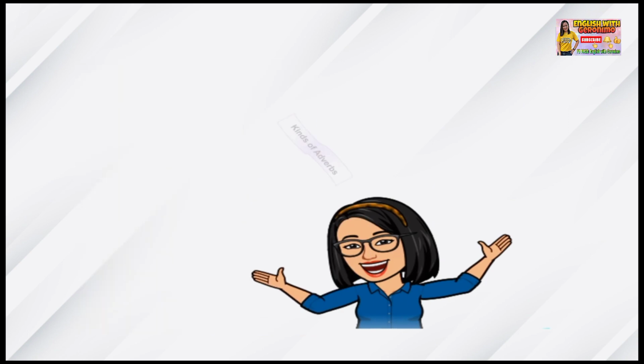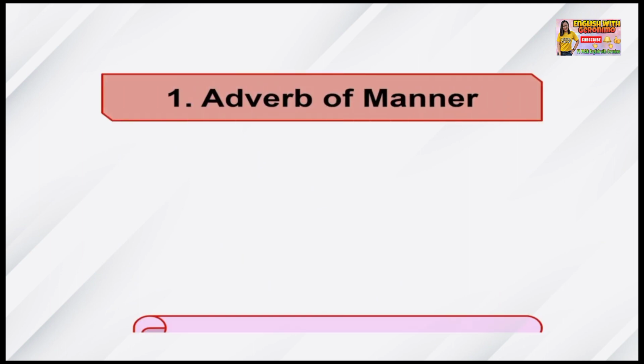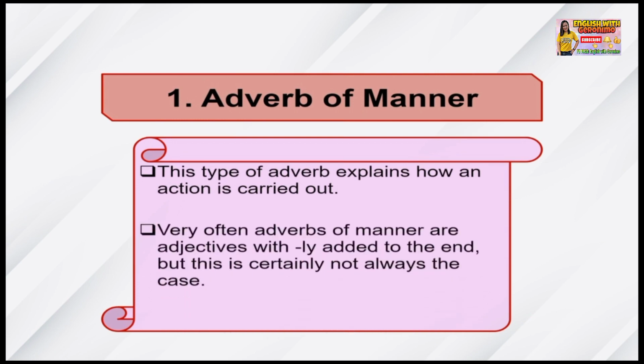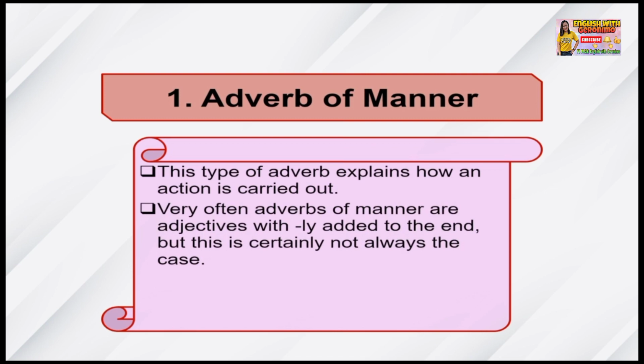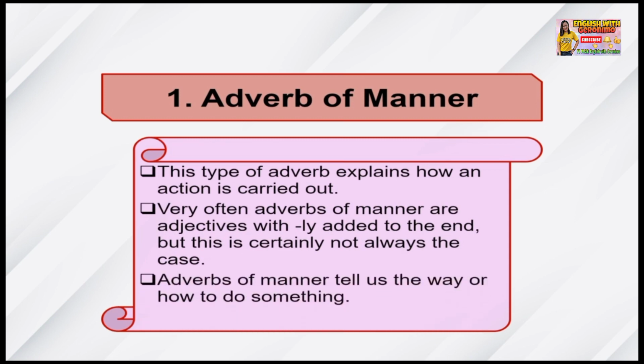Now let's have the kinds of adverbs. First, adverb of manner. This type of adverb explains how an action is carried out. Very often, adverbs of manner are adjectives with ly added to the end, but this is certainly not always the case. Adverbs of manner tell us the way or how to do something.